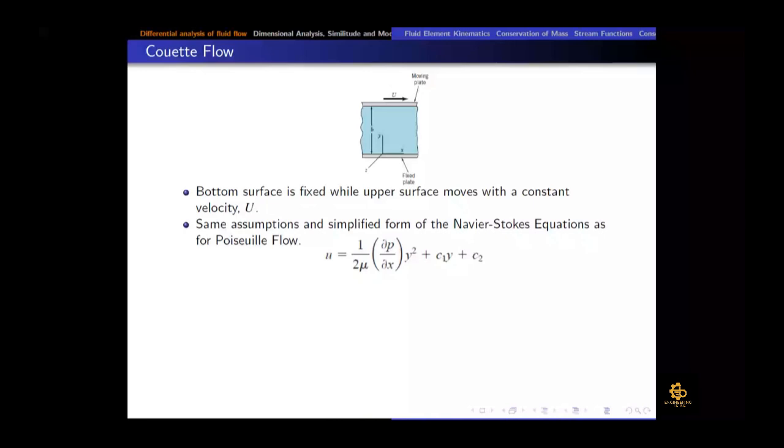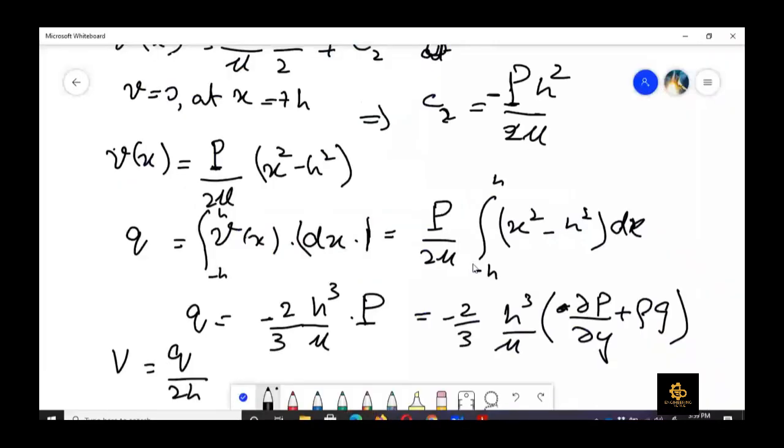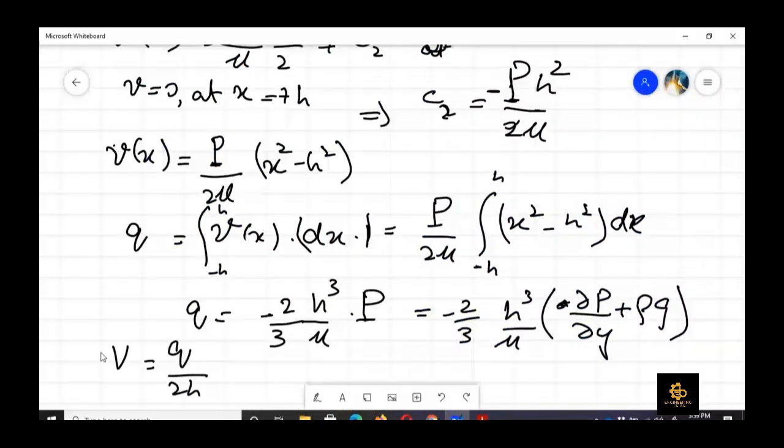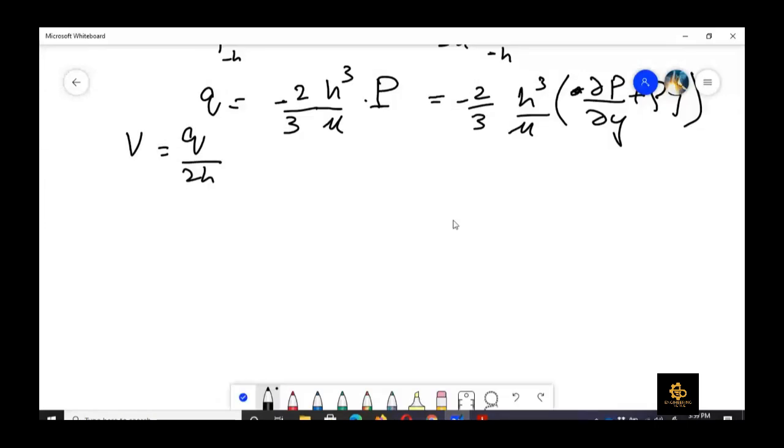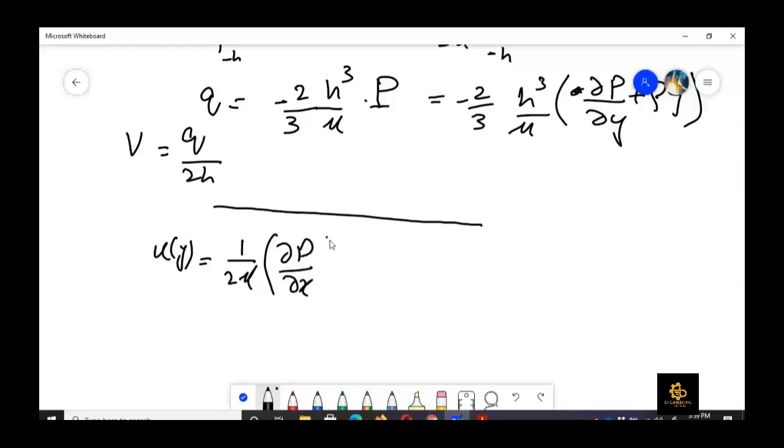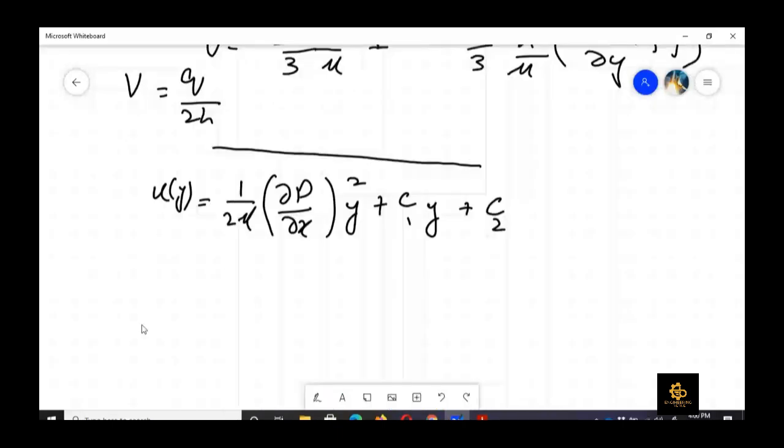Now, if I write this on the whiteboard again, u of y is equal to 1 upon 2 mu partial p by partial x y squared plus c1 y plus c2. Right, so this is our general profile. Now we need to apply the boundary conditions to get the values of c1 and c2.